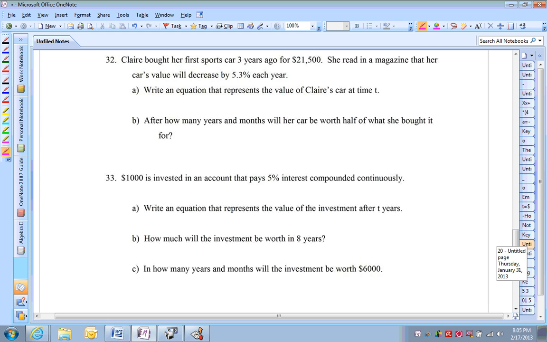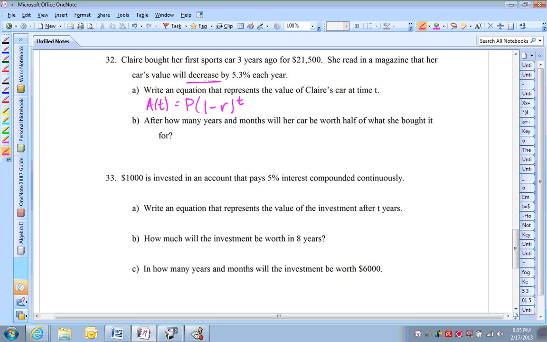The second to last problem says that Claire bought her first sports car 3 years ago for $21,500, and she read in a magazine that her car's value will decrease, that's the key word right there, by 5.3% each year. So the formula that I'm going to use is A of t equals P times (1 minus r) raised to the t. The reason I chose that is because there's no mention of compounding, so we don't need to use either of our compounding formulas.